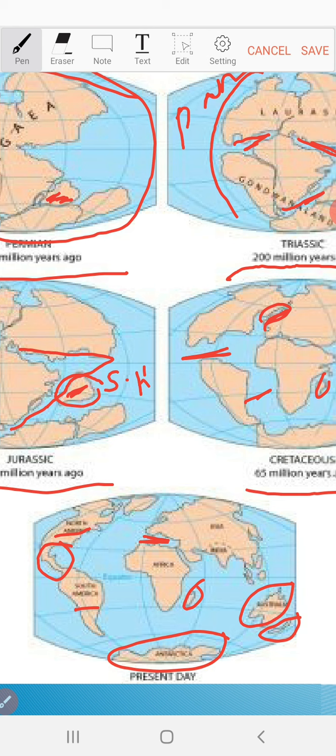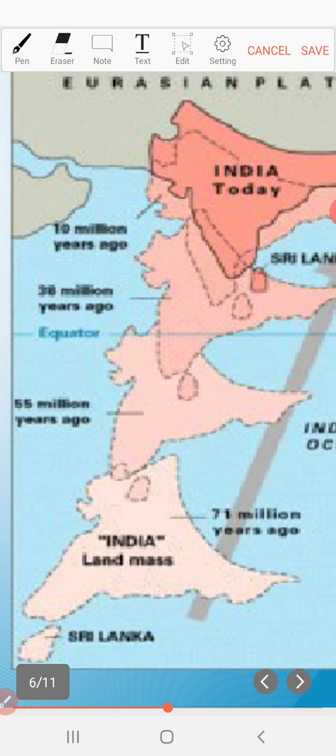This is Europe, but India is attached with Asia, and here we have a small island, that is Sri Lanka. So, this is the present picture. Now, just see the next part.